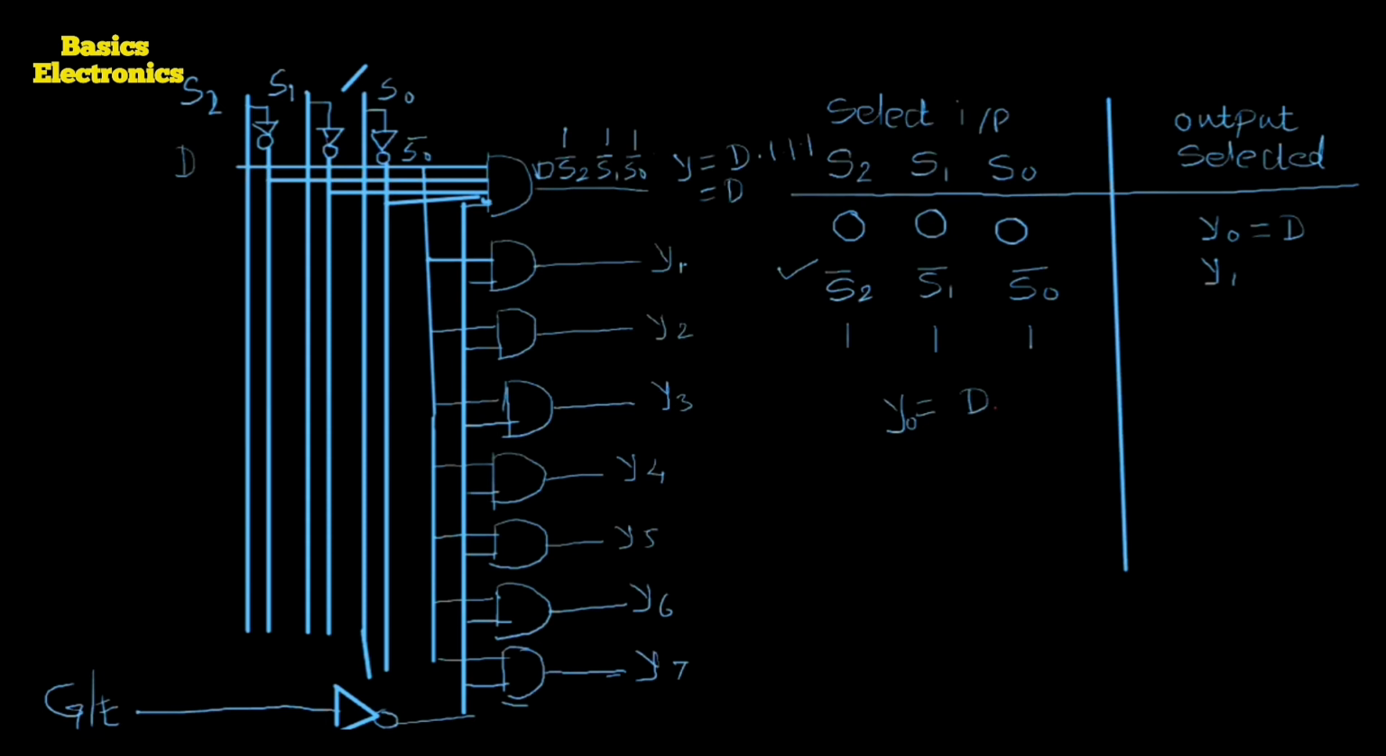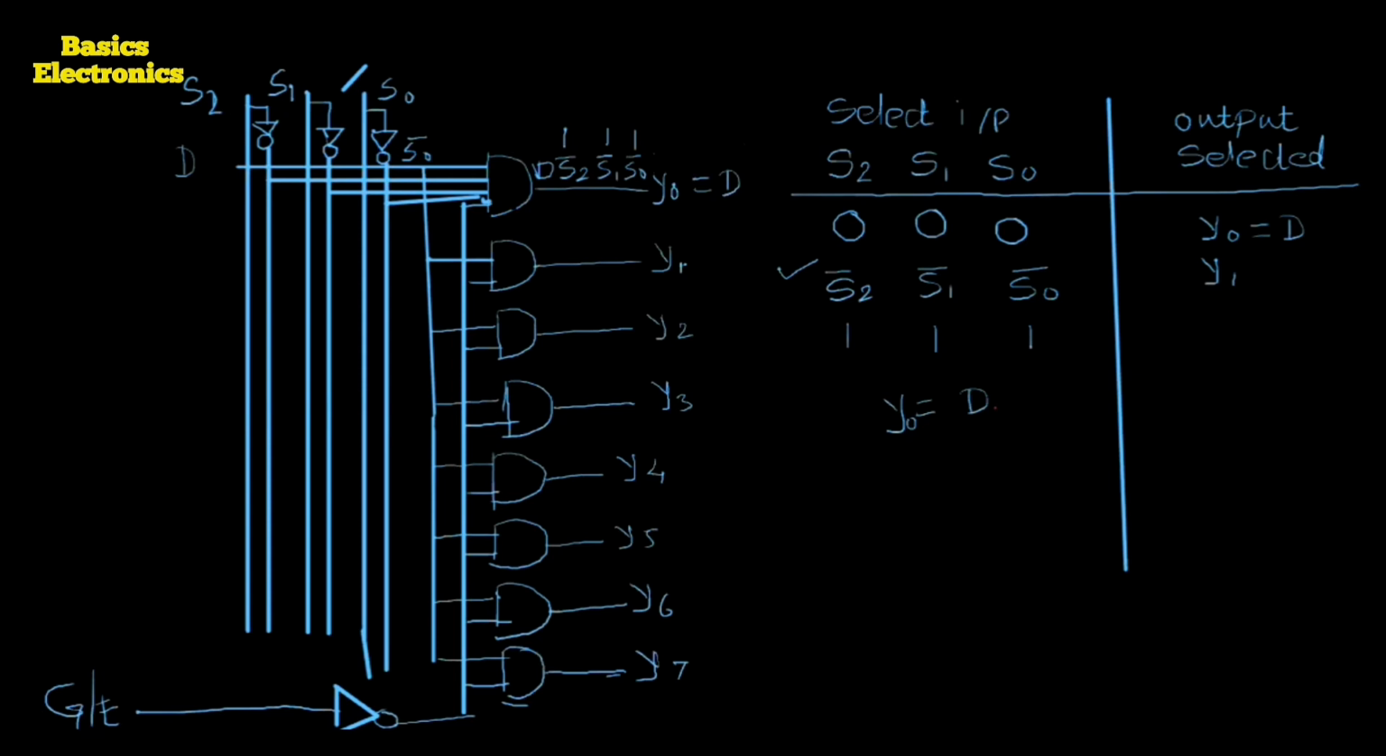Is it? So here when we apply the select input as S2 equals 0, S1 equals 0, and S0 equals 0, it means here S2 bar equals 1, S1 bar equals 1, and S0 bar equals 1. So we get the output. That output is Y0 equals data input D. It means here the data input is passed towards the first line, and that line is the Y0 line.